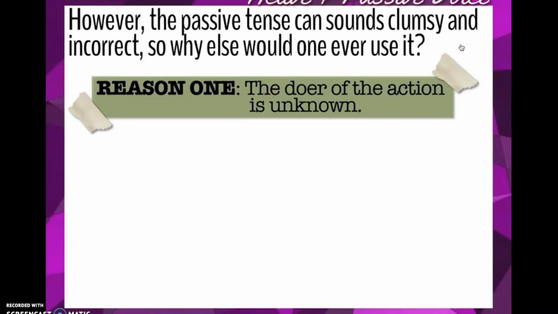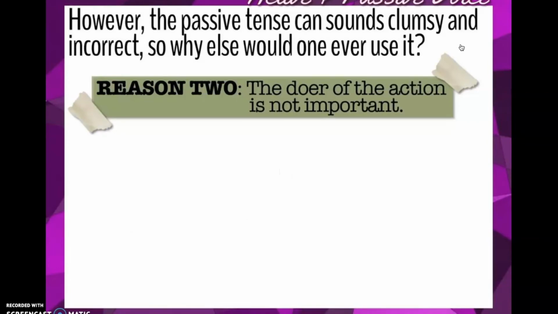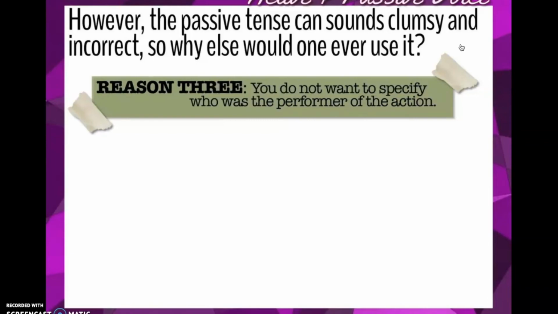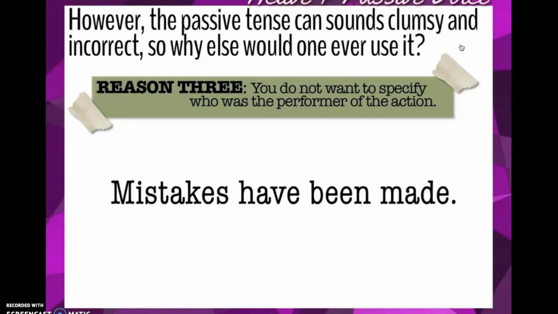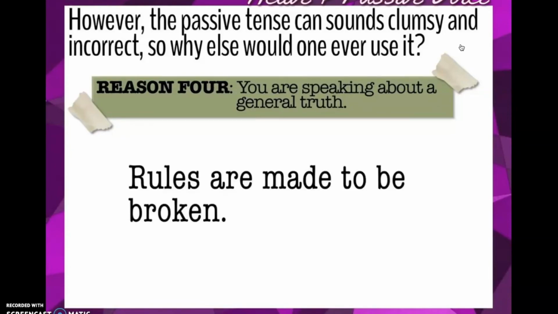Reason 1. The doer of the action is unknown. We don't know who is doing it. This sacred text was written in the 15th century. Reason 2. The doer of the action is not important. A cure for cancer has been discovered. These are examples. I forgot to say that on the last one. Reason 3. You do not want to specify who the performer of the action was. You want to keep it a mystery. Mistakes have been made. See how it's more dramatic? Reason 4. You are speaking about a general truth. Rules are made to be broken. Not necessarily.